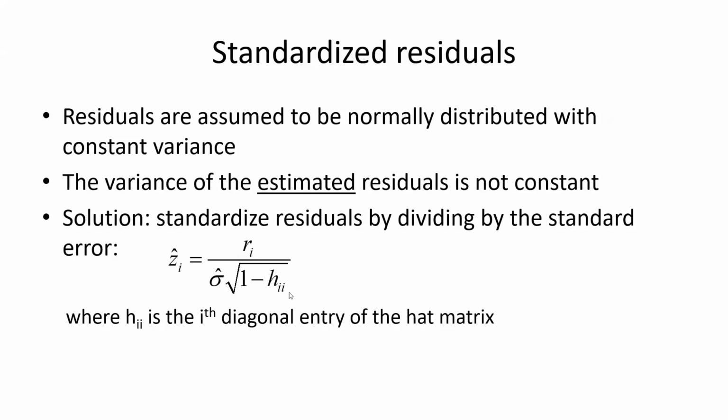h_ii. So we know the variance of the estimated residuals, and so we just divide by the standard error to get the standardized residuals with constant variance. So straightforward.